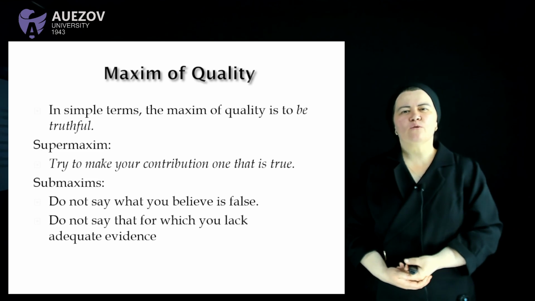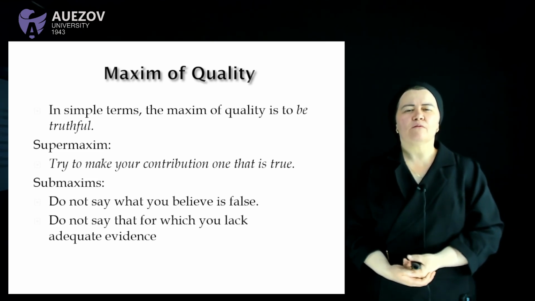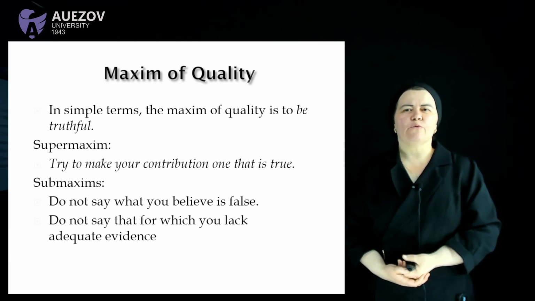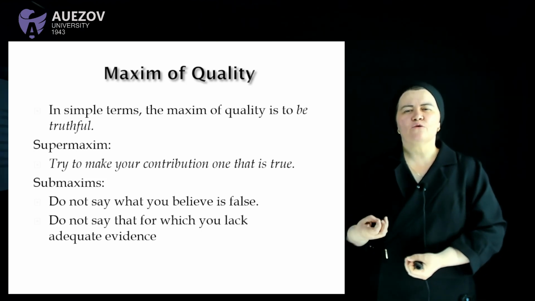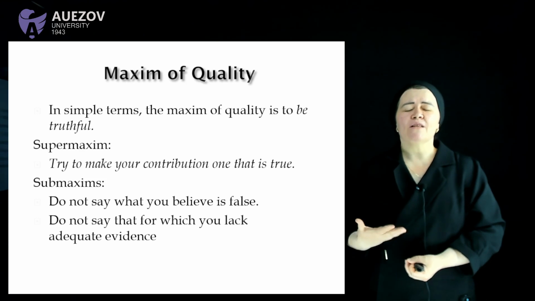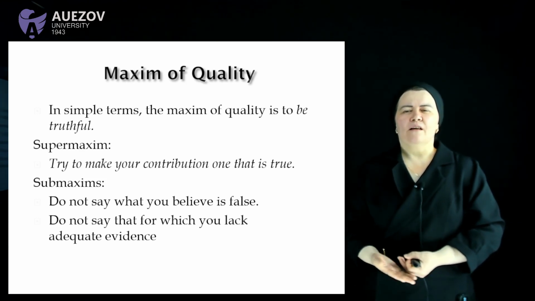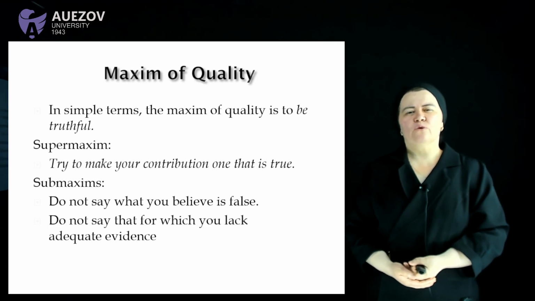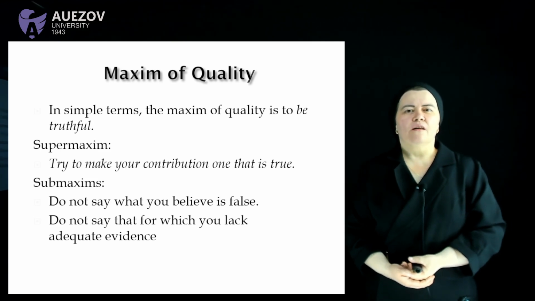So in order for our communication to be truthful, we shouldn't use any kind of false information, and also if we don't have enough information in any sphere, we mustn't give such information to our listener, because in this case we don't have adequate evidence, and our communication can fail.